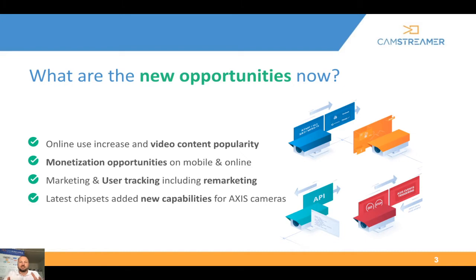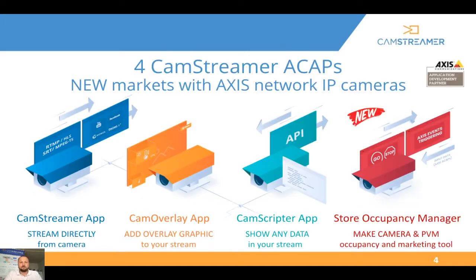Video content popularity is growing. Monetization opportunities are available on mobile and online and social networks. User tracking, including remarketing, is advanced and now available even in videos. And the latest chipsets in AXIS communication network cameras are adding new capabilities.